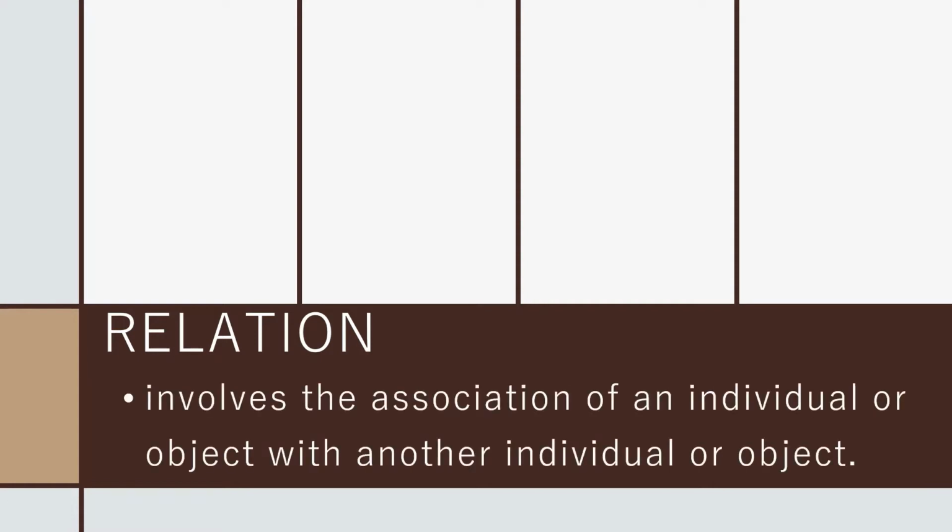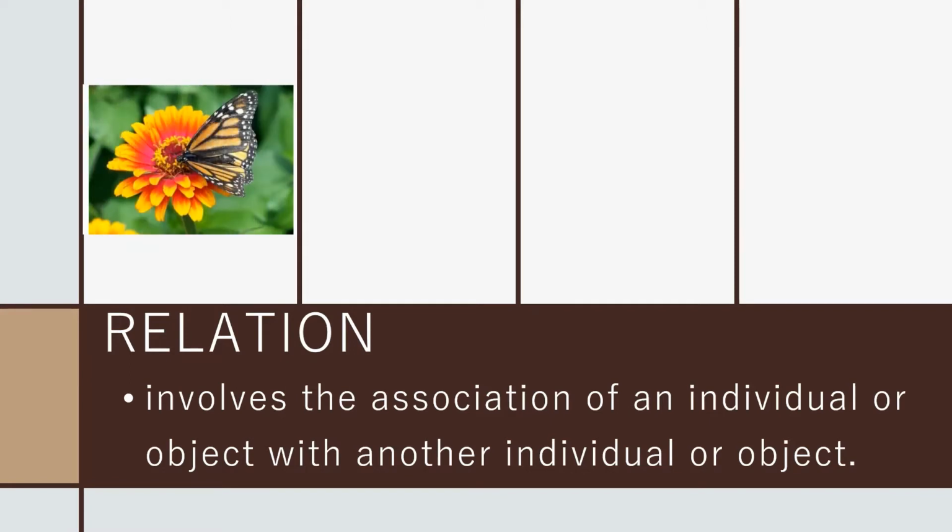So let us now discuss a relation. So what is a relation? A relation involves the association of an individual or object with another individual or another object. So let's say we have the association between the flower and the butterfly. So ano nga ba ang relation na makikita natin sa flower and butterfly? So ano ang nakukuha ng butterfly from flower at ano naman ang nakukuha ng flower from butterfly. So, tingnan natin kung ano ang relation doon.